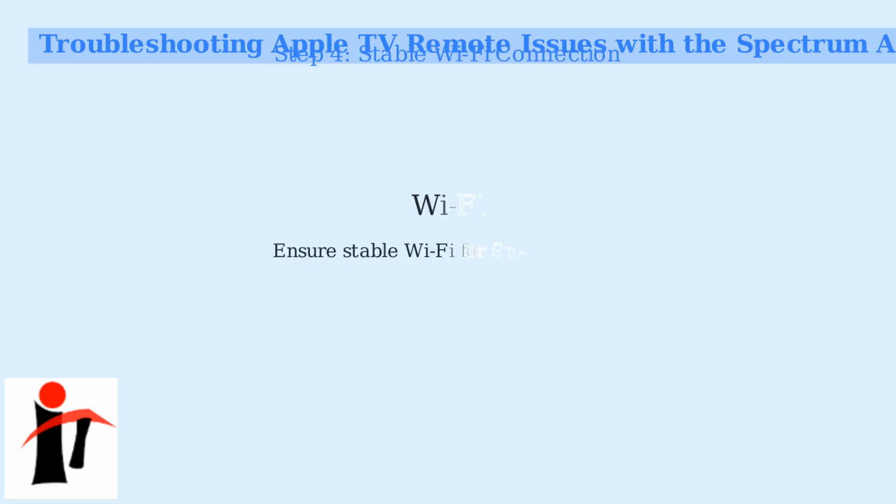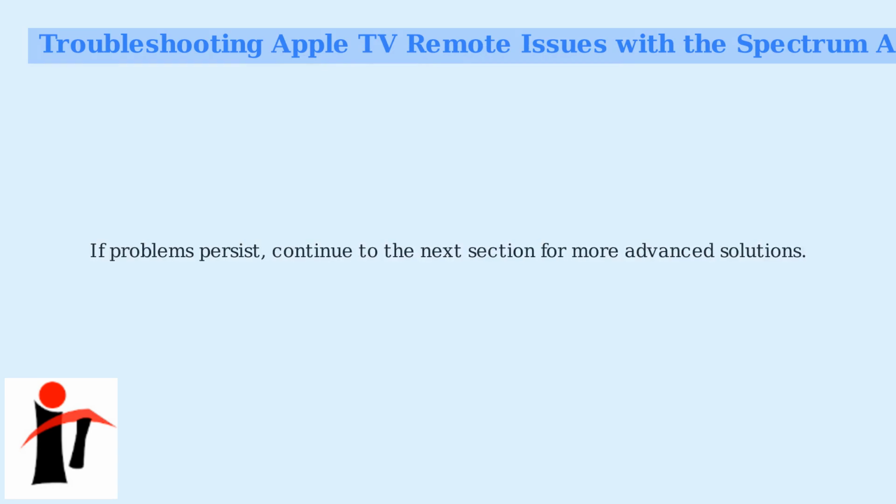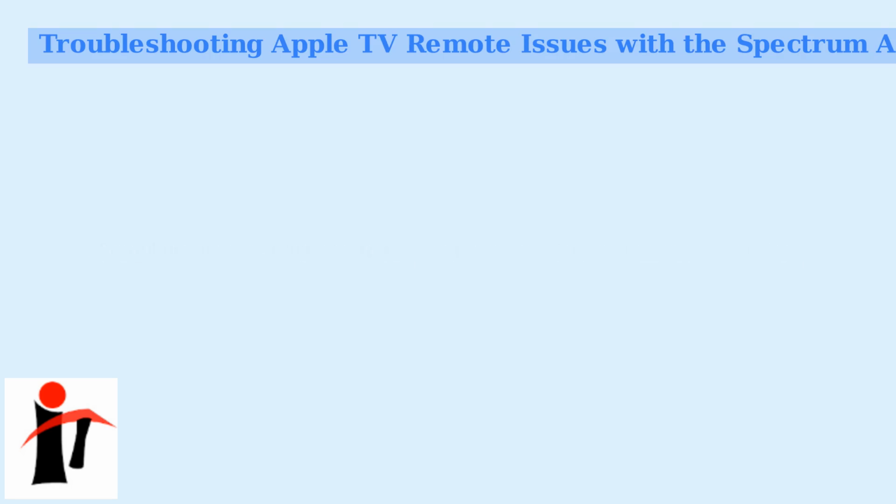A stable Wi-Fi connection is also crucial for the Spectrum app to receive commands from the remote without lag. If problems persist, continue to the next section for more advanced solutions.